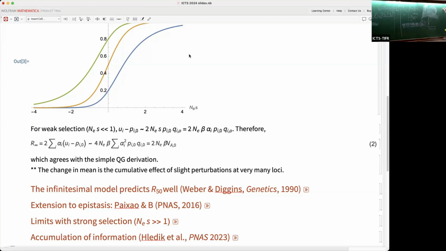Now what's S? Well, we have a selection gradient beta, we have an allelic effect alpha I, and we imagine the selection gradient is simply defined as the increase in relative fitness for each increase in trait value. And so S is just alpha times beta, so we can take that out there.